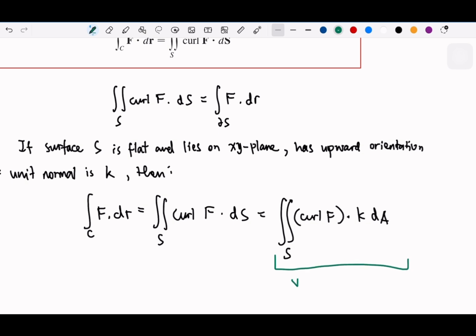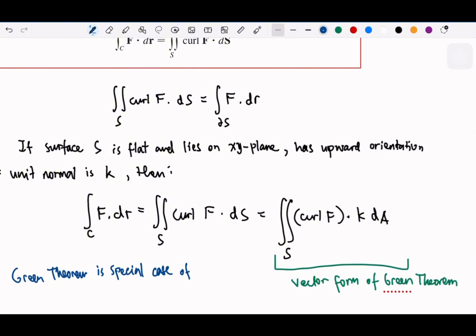This is a vector form of the Green theorem. So Green theorem is a special case of Stokes theorem. Okay, so let me write here: Green theorem is a special case of Stokes.